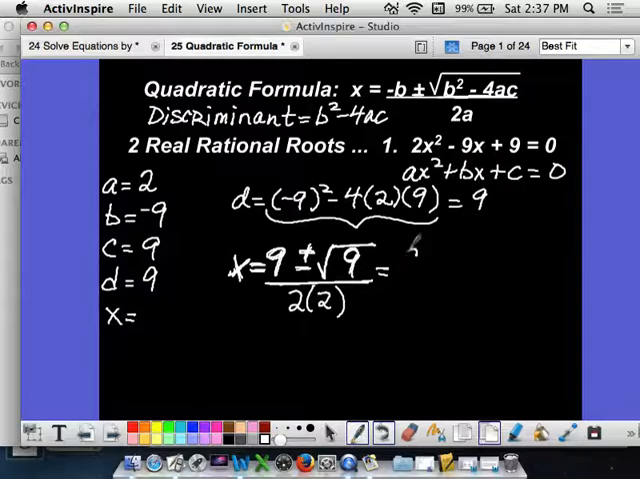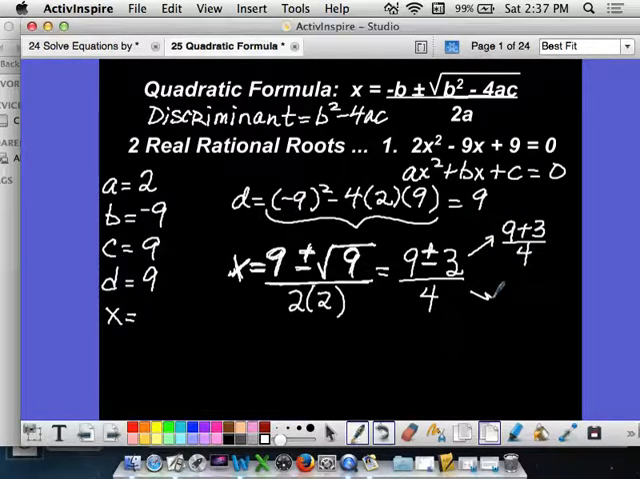So here I have 9 plus or minus. I know the square root of 9 is 3, all over 2 times 2, which is 4. So I plug that in and I simplify it. Now this plus and minus tells us that we have two directions to go. I'm going to add the 3 and I'm going to subtract the 3. So in the first we have 9 plus 3 over 4. And in the second I have 9 minus 3 over 4.